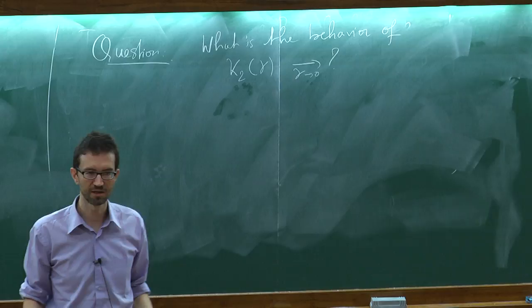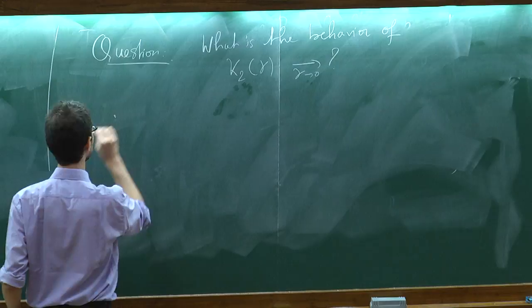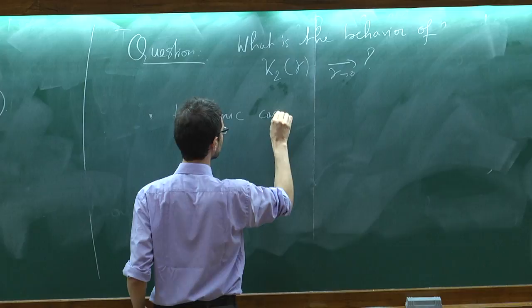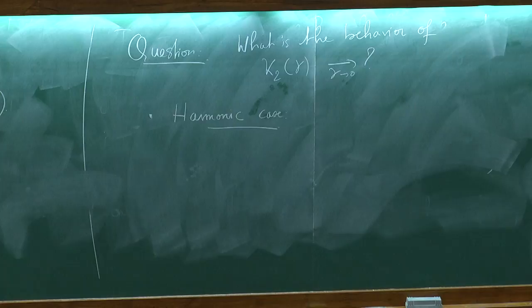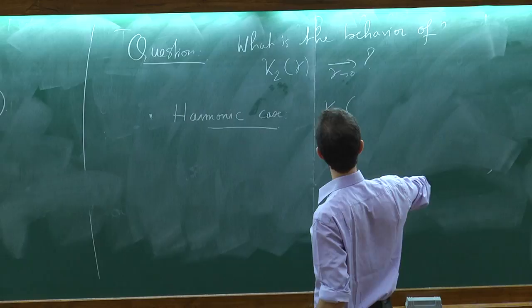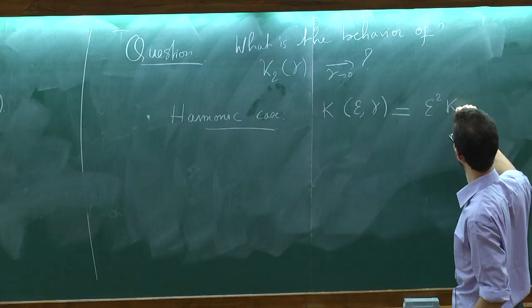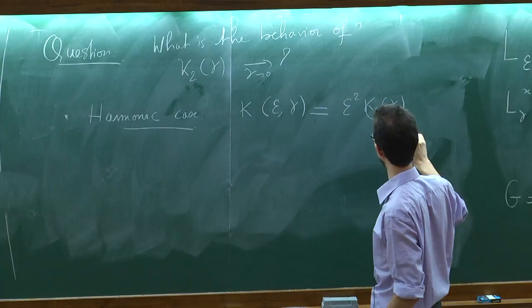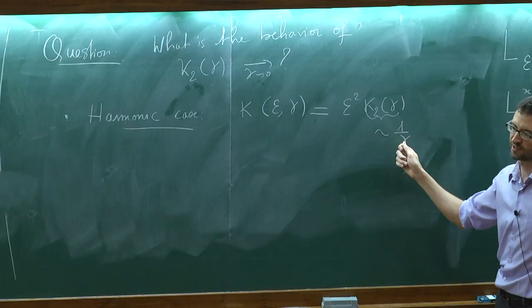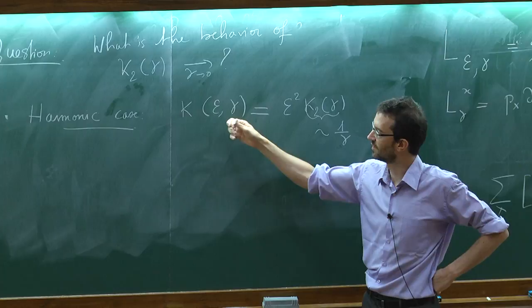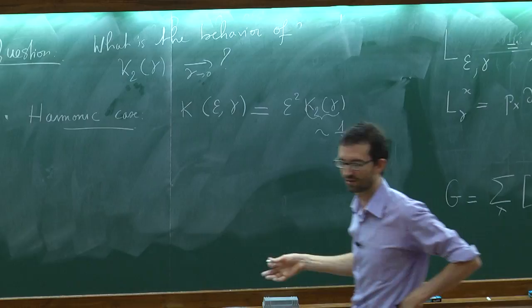But at least what we obtain is the following. There are three cases in which we can say something. The first case is trivial in some sense, because we can make all the computations explicit. It is the harmonic case. Of course, in the purely deterministic harmonic case, the conductivity is infinite. But what we can show is that kappa epsilon gamma is exactly equal, it is not an approximation, to epsilon squared kappa 2 gamma. And we can compute this kappa 2 gamma, which is of order 1 over gamma. So at least for this harmonic chain, we get something consistent with what we could expect. This blows up and goes to infinity, and effectively when epsilon equals 0, the conductivity of the harmonic chain is infinite. So at least it shows that in this case it is correct.